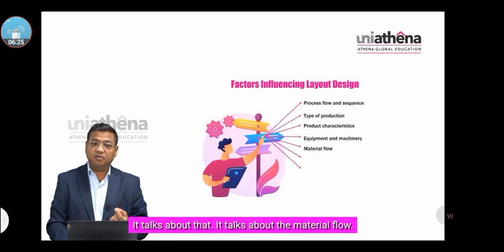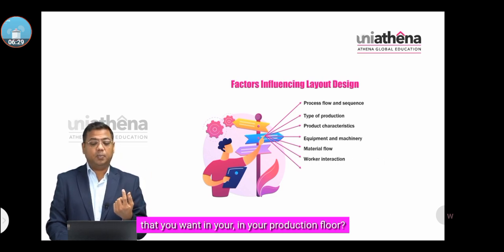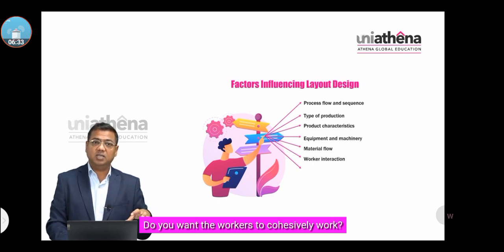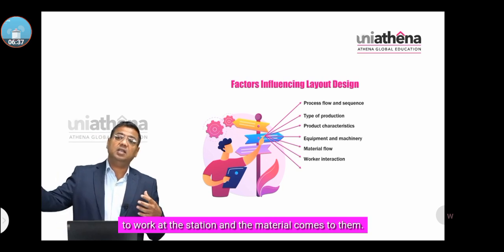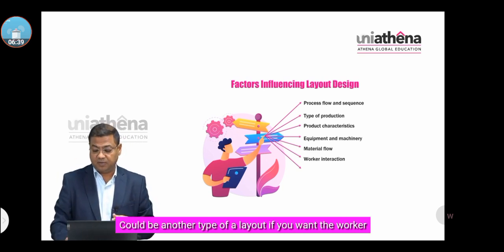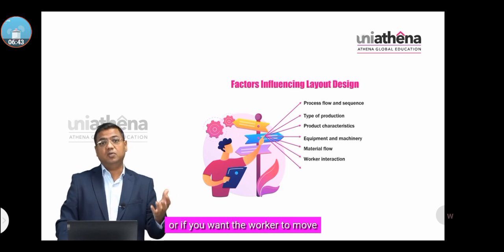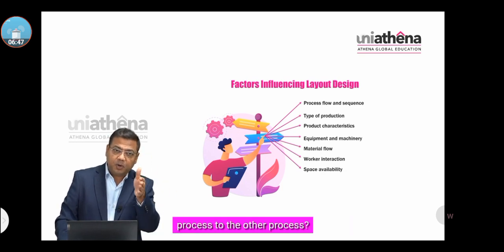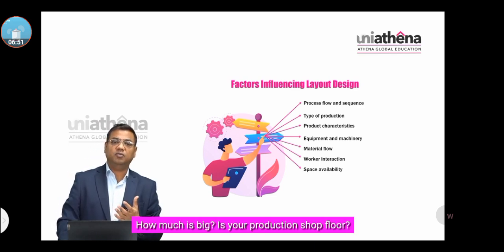It talks about the material flow. What type of factors are influencing is the material flow that you want in your production floor. What type of worker interaction do you want? Do you want the workers to cohesively work? Could be one type of layout. If you want the workers to work at the station and the material comes to them, could be another type of layout. If you want the worker to be stationary and the product to move, or if you want the worker to move and the product to be stationary, what type of interaction do you want from one process to the other process? How big is your production shop floor?